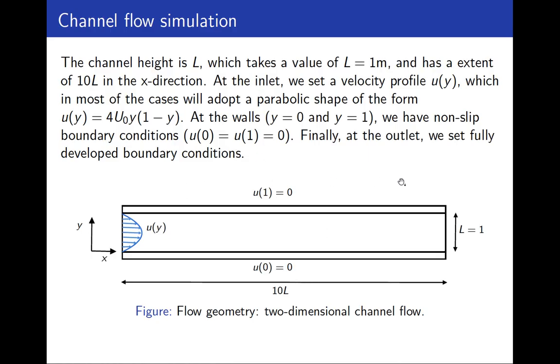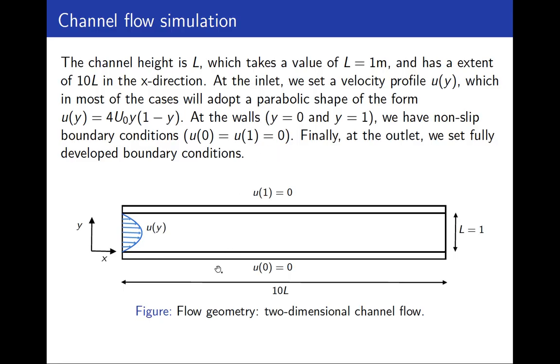So we also have the following boundary conditions. So at the walls, we have non-slip boundary conditions. That means that the velocity at these walls, at this one, and at this one, is going to be 0 there. So that means that the fluids that are very close to the wall will almost not move.